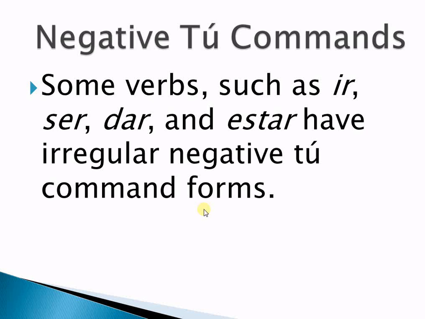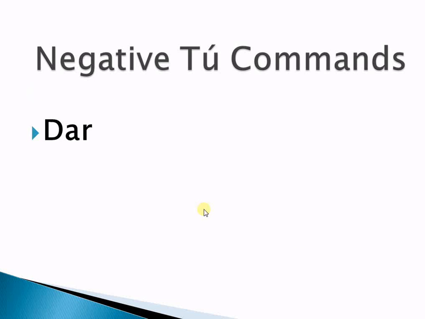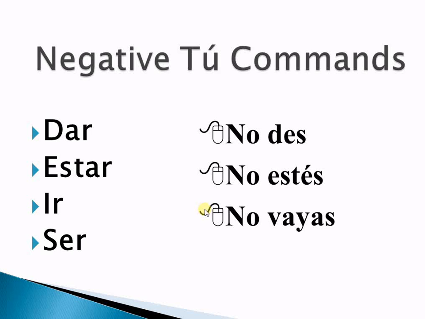Some verbs such as ir, ser, dar, and estar have irregular negative tú command forms. But all you have to do is to remember, because they are the same irregular affirmative or negative usted and ustedes verbs. They're the same ones. Okay? So let's see their changes. So here we go. Dar, no des. Estar, no estés. Ir, no vayas. Ser, no seas.